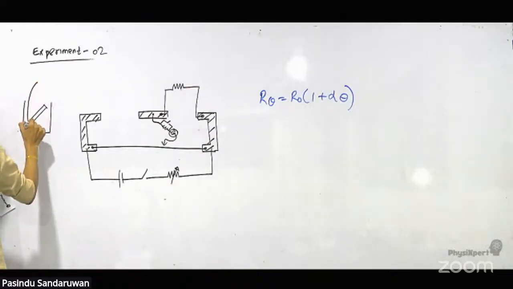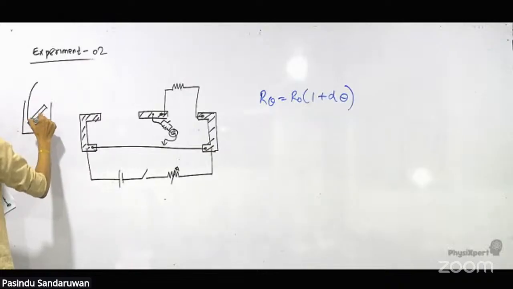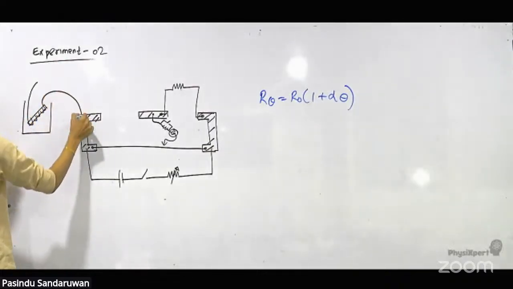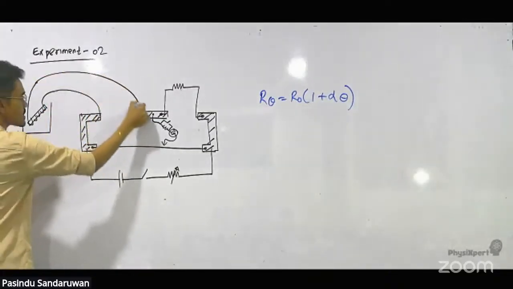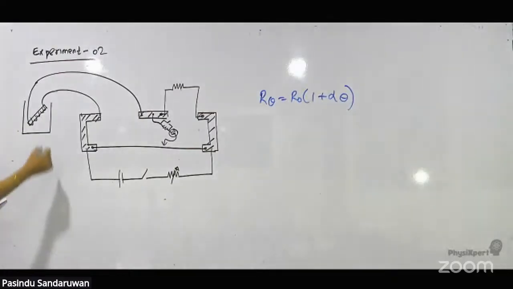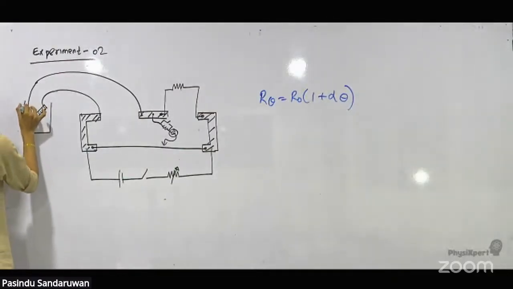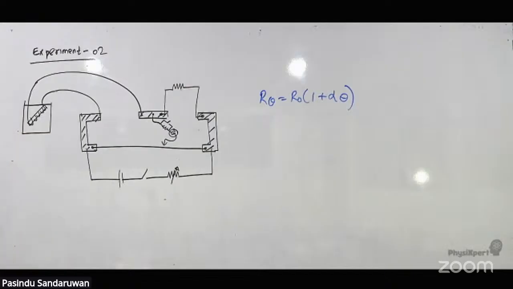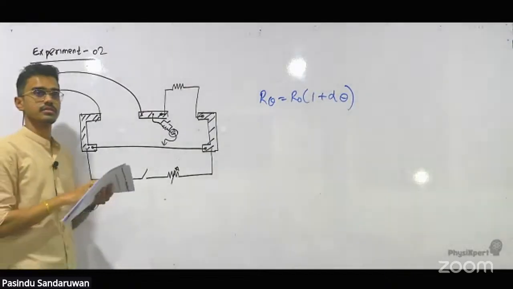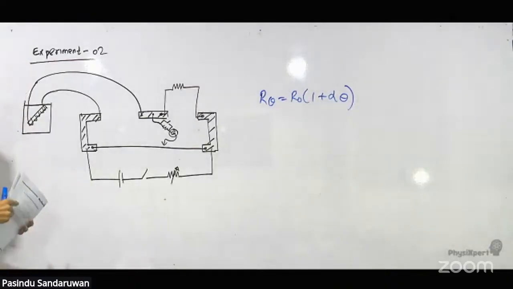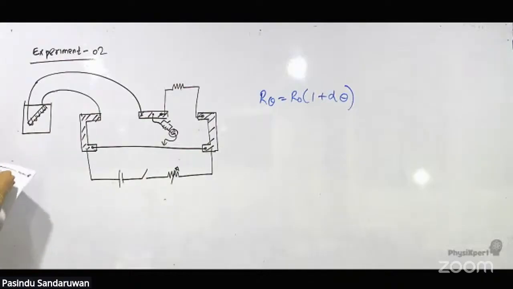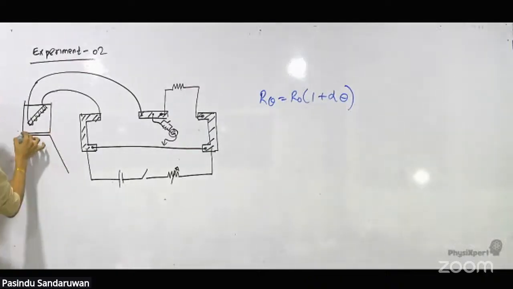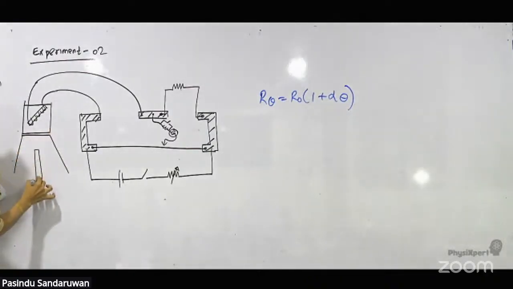The wire is wrapped like this. One end is connected to this terminal, and the other end is connected to this terminal. This is filled with something like coconut oil. There are reasons to use coconut oil. And we have to heat this now, to change the temperature. This is kept on a tripod stand, and a burner is used.